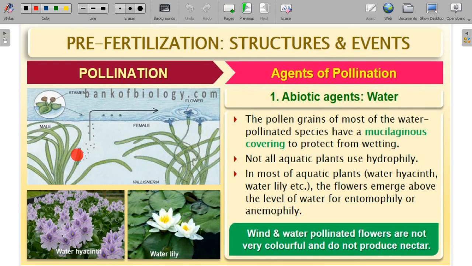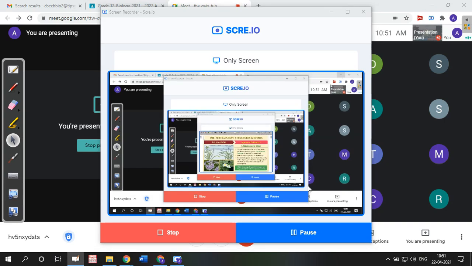And here, in Vallisneria, the male flower is below the surface of water, and the female is near the surface of water. After pollination, again they go below the surface of water. But in water hyacinth and water lily, the flowers are present above the surface of water. So they'll go for entomophily and anemophily. Wind and water pollinated flowers are not very colorful, since they don't need to attract insects or other animals, and they don't produce any nectar, which is a reward for a successful pollination.